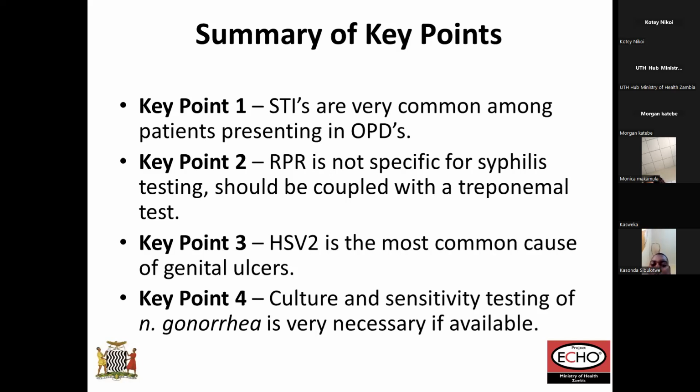HSV2 is the most common cause of genital ulcers. Of course, there are other causes, but herpes simplex virus is the most common. It will usually begin with some itching or pain in the area before the eruption. So take a good history, and when you examine, you see multiple grouped ulcers or vesicles. You can have an idea that this should be herpes and treat accordingly.